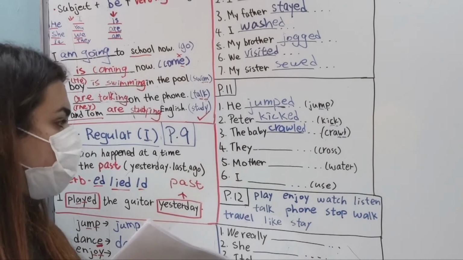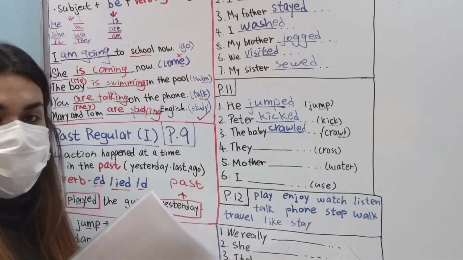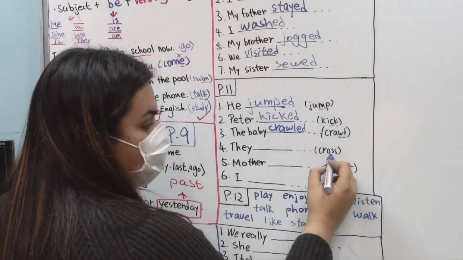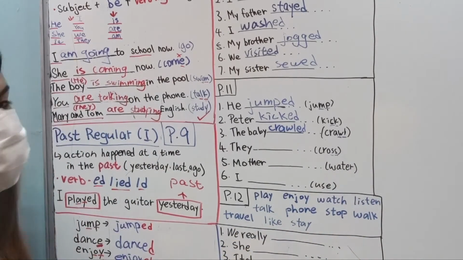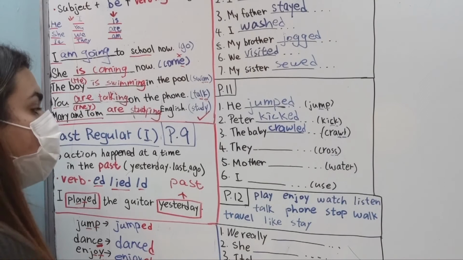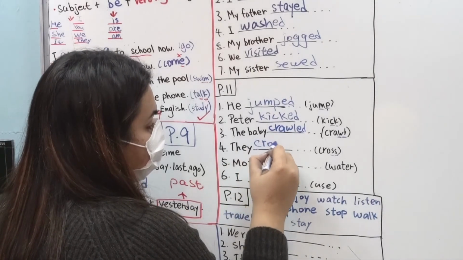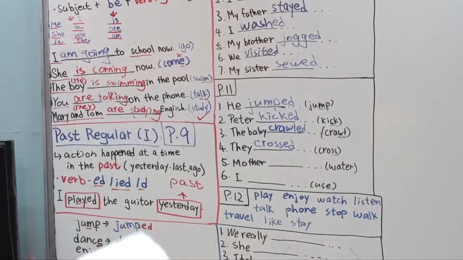Number 4. They crossed the river. So cross ends with SS. Both are consonants, right? So we just add ed. They crossed the river. Okay?